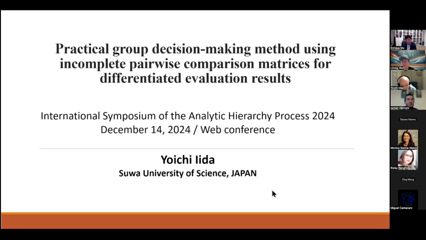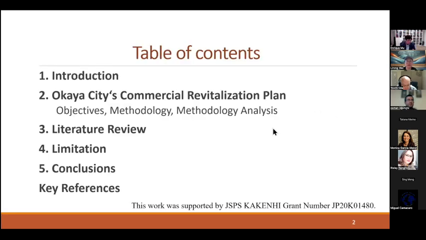The title of my presentation is Practical Group Decision-Making Method Using Incomplete Pairwise Comparison Matrices for Differentiated Evaluation Result. This is a report on the result of my work on policy evaluation in administrative planning in Okaya City in Japan. Here is the outline of my presentation. I primarily focus on the initiative carried out in Okaya City.